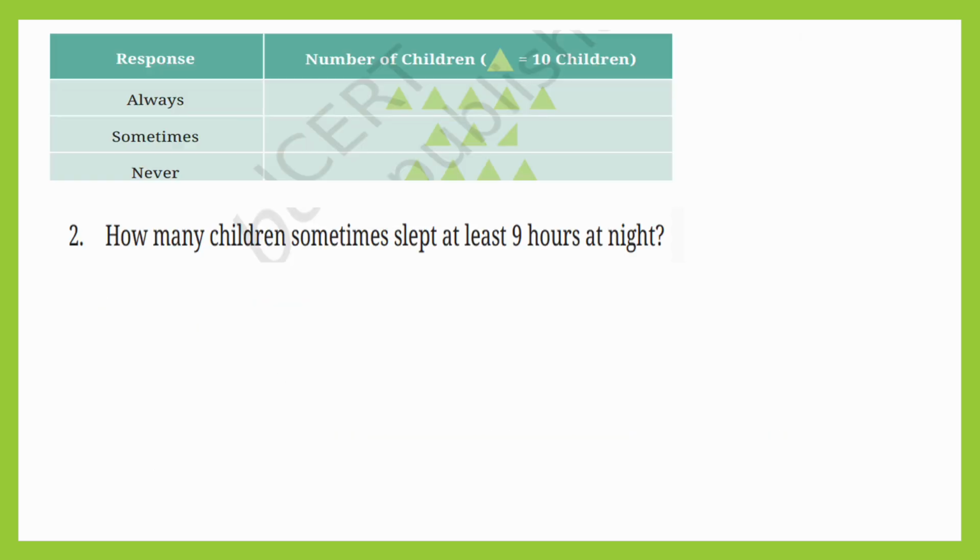Next question. How many children sometimes slept at least 9 hours at night? Sometimes. So, you check this row. How many triangles are there? 2 full triangles and 1 half triangle. One triangle represents 10 children. So, 2 full triangles represent 20 children. Then half triangle represents 5 children. So, total 25 children sometimes slept at least 9 hours at night.